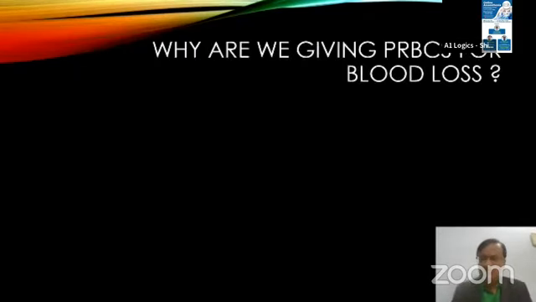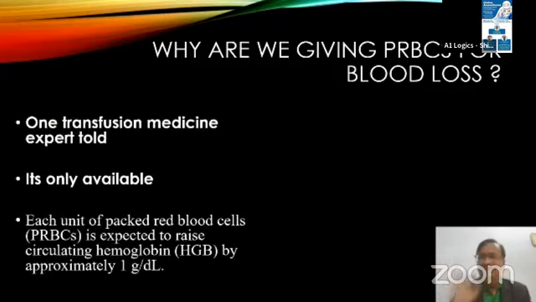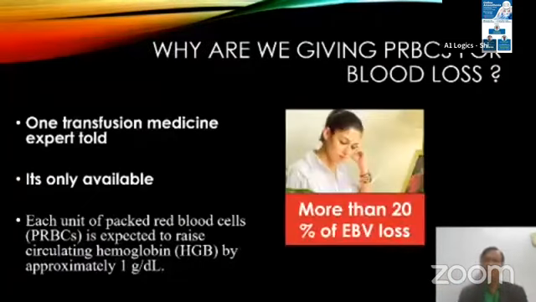Now I asked one of the transfusion experts, why are you giving packed red blood cells? He simply said, whole blood is not available. As soon as we take the blood, we make it into components and we keep RBCs. Each RBC unit is expected to raise the circulating hemoglobin by 1 gram. If it is 8 and you give 1 packet of RBC, it will become 9. That's all. And more than 20% of the estimated blood volume, again volume: if your estimated blood volume is 4 liters and you have more than 800 ml loss, beware.